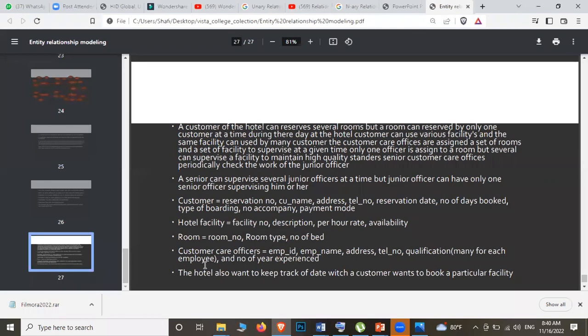Customer, reservation number, customer name, address, all this can come under attributes. And hotel facilities: facility number, description, per hour rate, availability, all this comes under that. Room number, room type, number of beds, and if you have some other thing in your mind that could be added into these attributes, that also can be mentioned and you have to add it. And customer care officer: employee ID, employee name, all this comes under attributes of this particular entity.